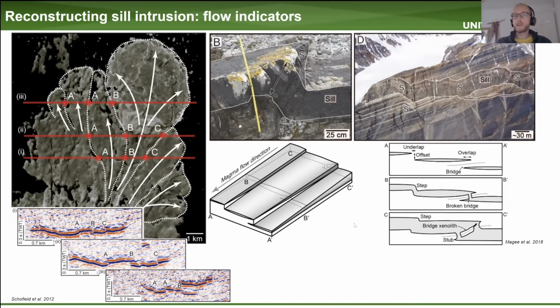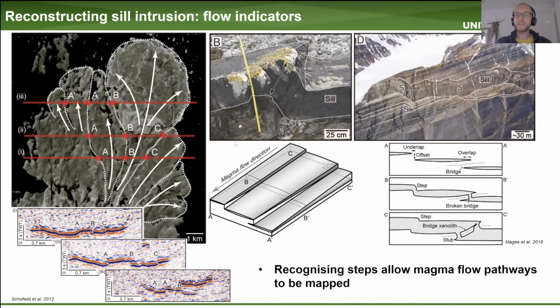One of the critical things about these structures is that their long axis is parallel to the magma flow axis. So by recognizing these in seismic reflection data, we can start to map out magma flow pathways within the sills. And that allows us to identify things like source position and emplacement history.